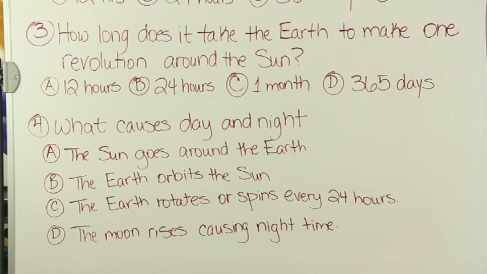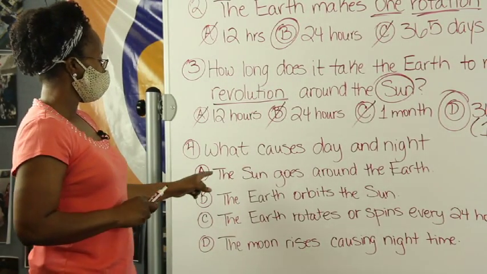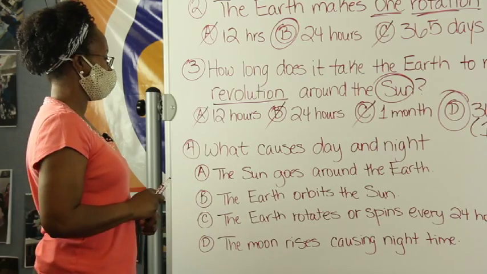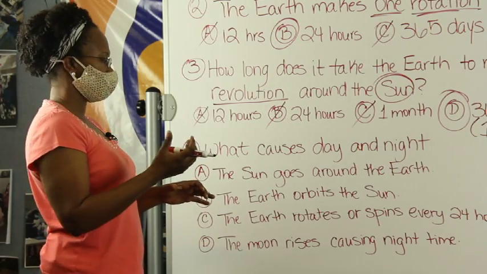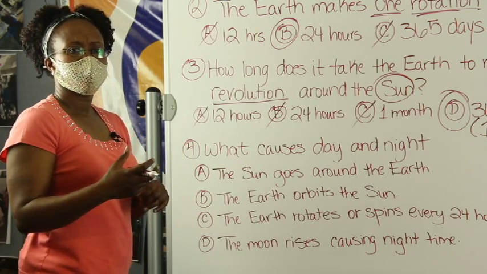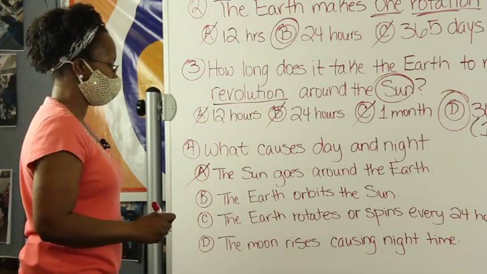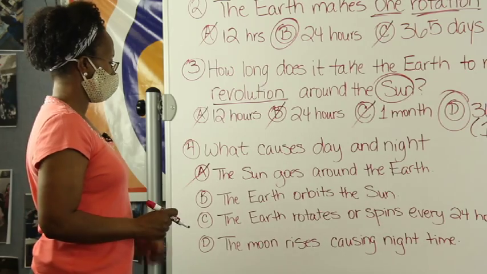Number 4, what causes day and night? All right, if you already know, if you thought of it as soon as it was asked, then you're in a good position. If not, you can start eliminating answers. So let's start with A. The sun goes around the Earth. I don't think the sun goes around the Earth, does it? That's what I would use to mark that one out. The sun does not go around the Earth.